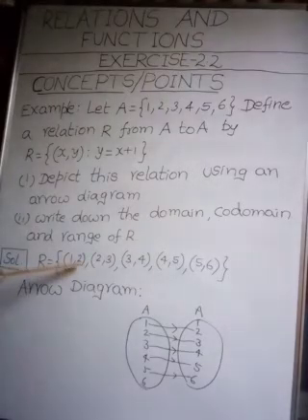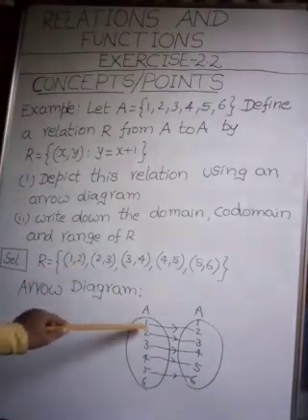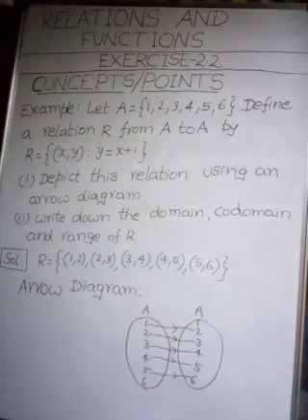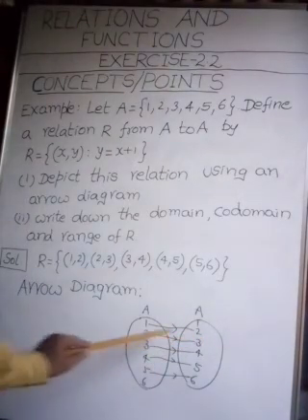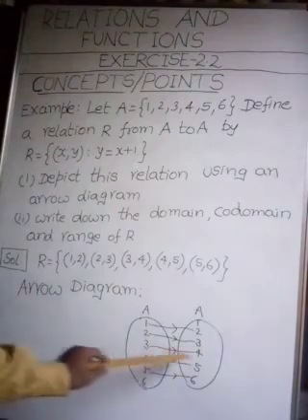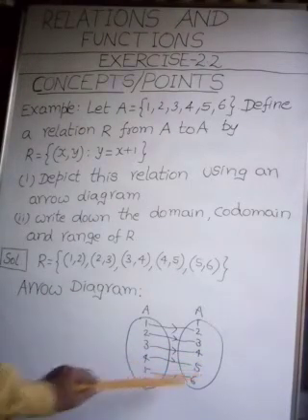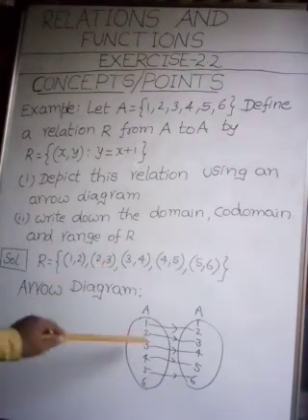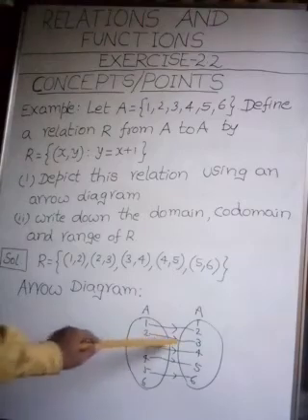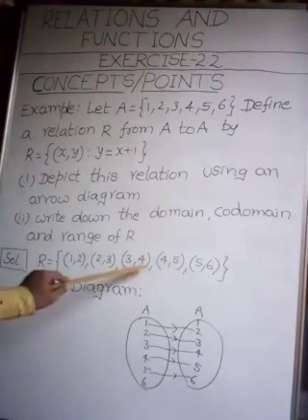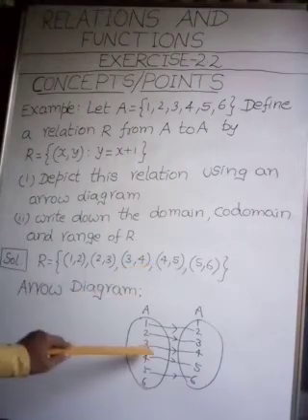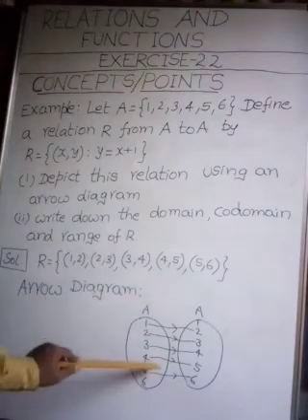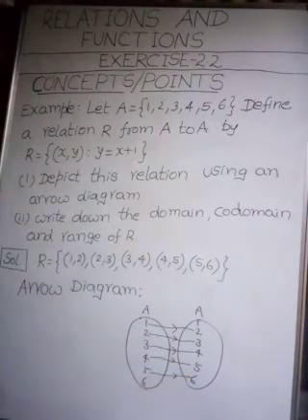Here 1 is related to 2, so I have drawn an arrow from 1 to 2. So here the image of 1 is 2. Image of 2 is 3. Image of 3 is 4. Image of 4 is 5. Image of 5 is 6. 2 is related to 3, so I have drawn an arrow from 2 to 3. 3 comma 4, so 3 is related to 4, so I have drawn an arrow from 3 to 4. 4, 5, so I have drawn an arrow from 4 to 5. 5, 6.